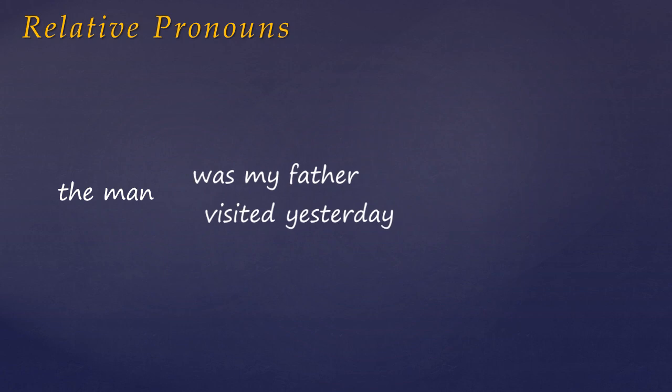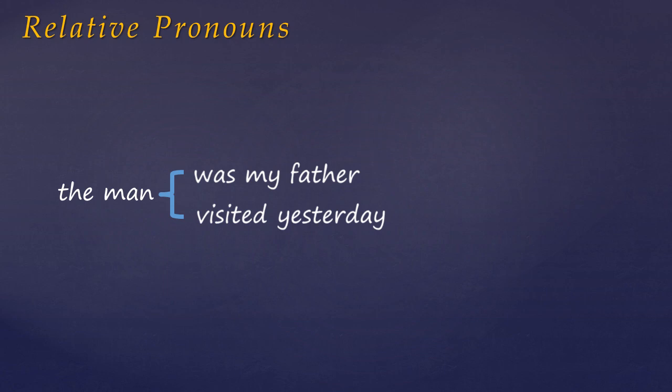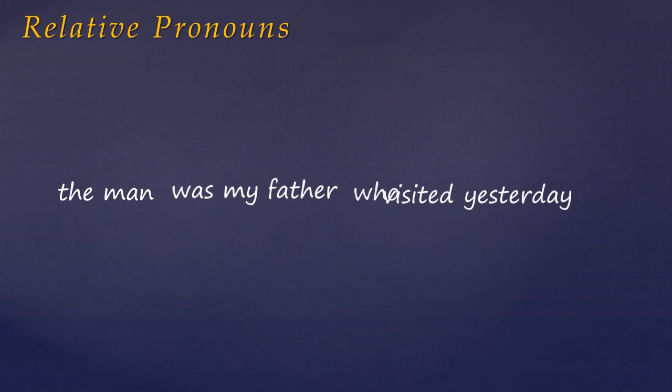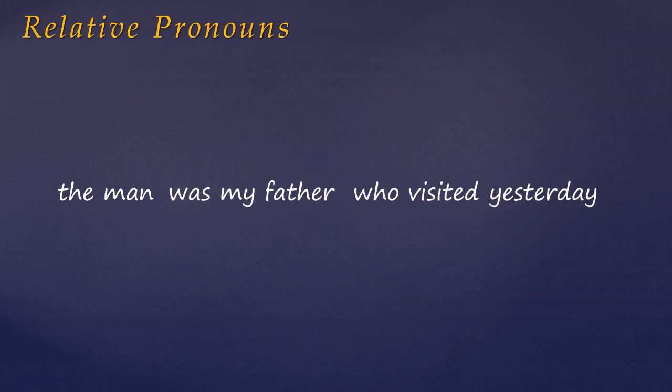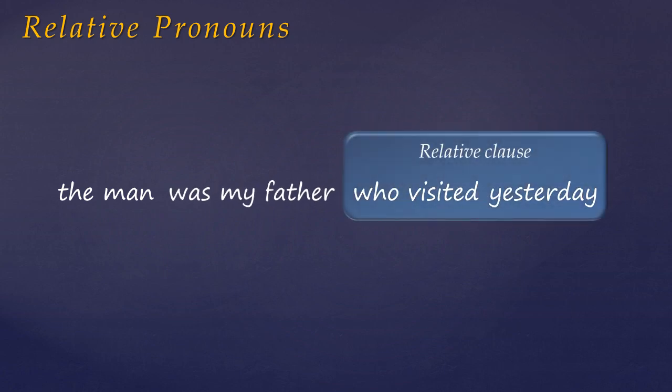The first thing to note is that the clauses actually express two separate thoughts which are linked by a common thing. So we can split this sentence into two. The man was my father, and the same man visited yesterday. And it's this noun phrase, the man, that the relative clause is qualifying. Technically, this is referred to as the antecedent. The antecedent is what the relative pronoun who is referring to.